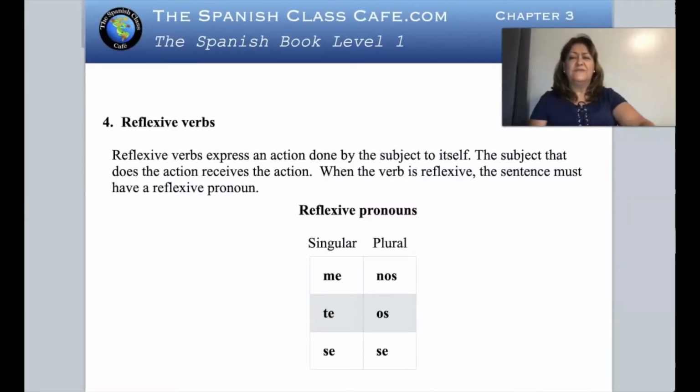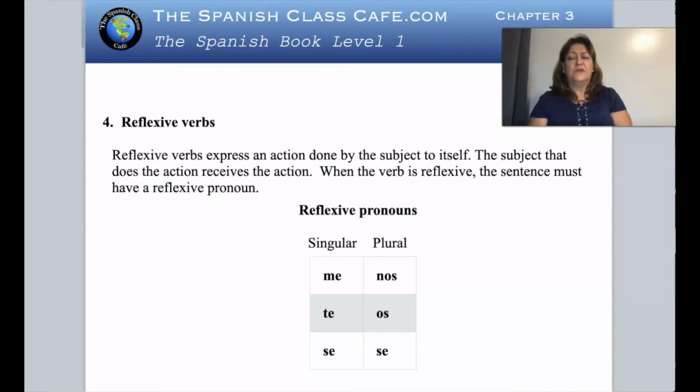The reflexive verbs in Spanish express an action done by the subject to itself. What does this mean? This means that reflexive verbs, when they are used in a sentence, the person that does the action receives the action. For example, if I wash my hair, I'm doing the action, washing my hair, I put the soap on the water, and I receive the action of that.